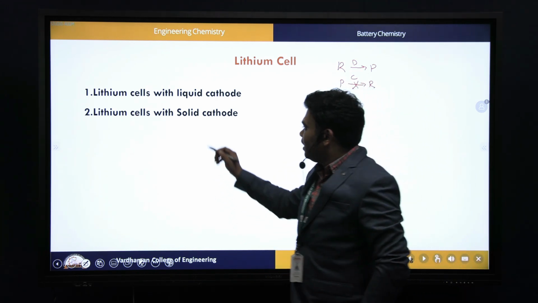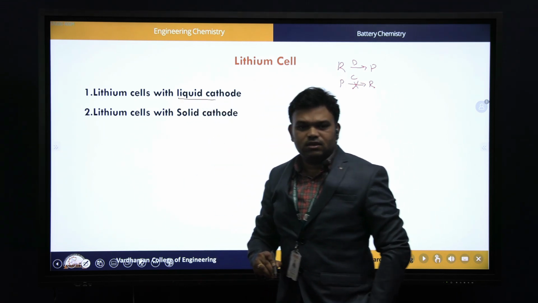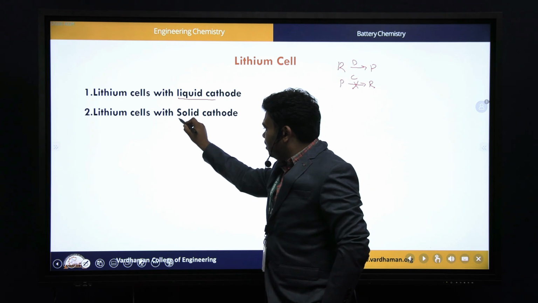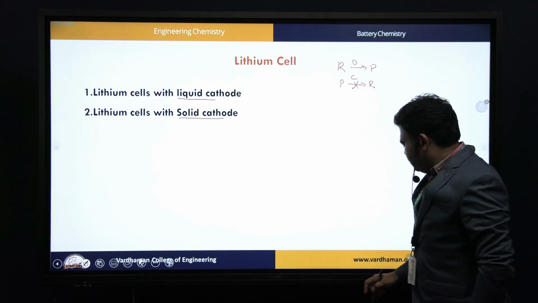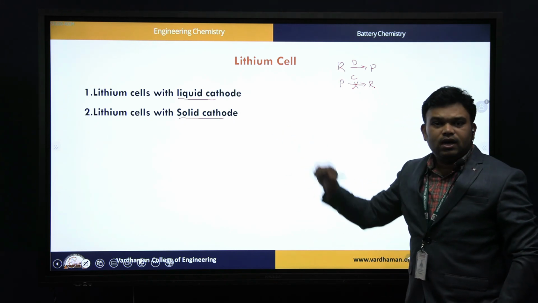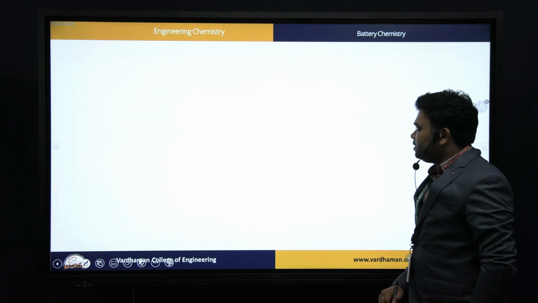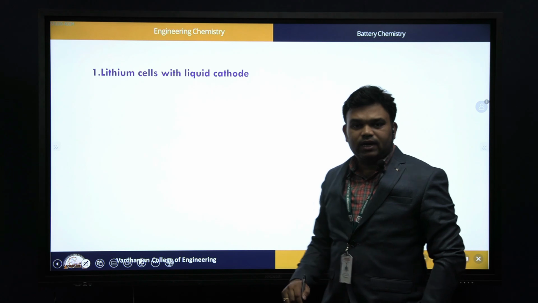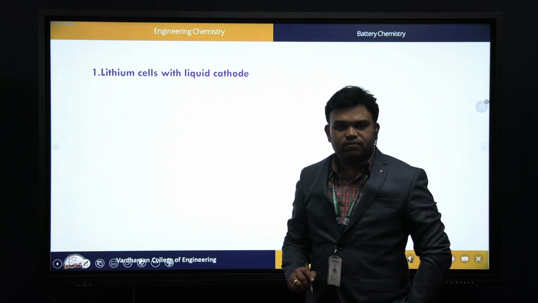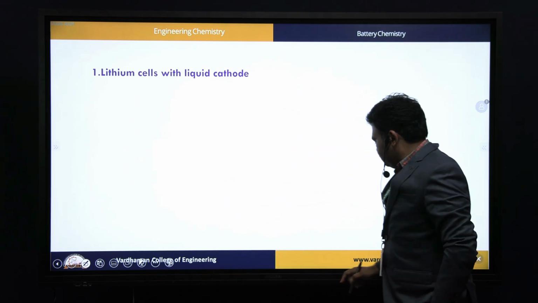The major difference we observe here is that in this case the cathode is present in the liquid state, and in this cell the cathode exists in the solid state. That is the difference between lithium cells with liquid cathode and lithium cells with solid cathode. Now let us consider them one by one, and discuss the construction and how the working of these batteries takes place. First one, lithium cells with liquid cathode.